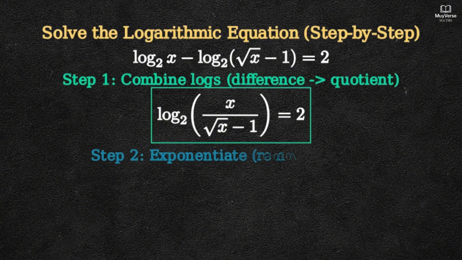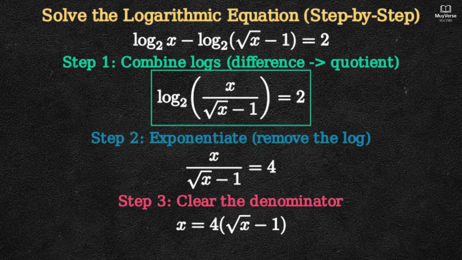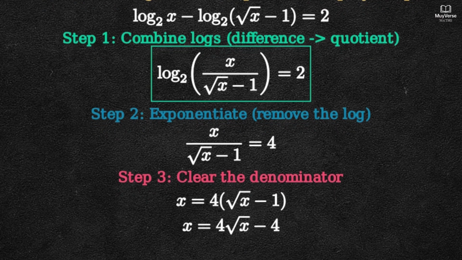Step 2. Exponentiate to remove the logarithm. If log base 2 of m equals 2, then m equals 2 squared, which is 4. Therefore, x over square root of x minus 1 equals 4. Step 3. Clear the denominator by multiplying both sides by square root of x minus 1. We get x equals 4 times square root of x minus 1. So x equals 4 times square root of x minus 4.